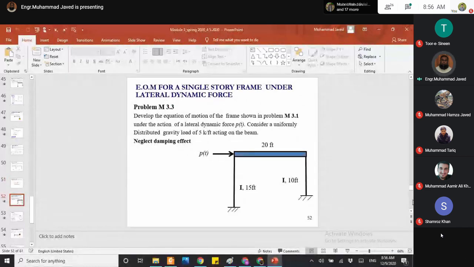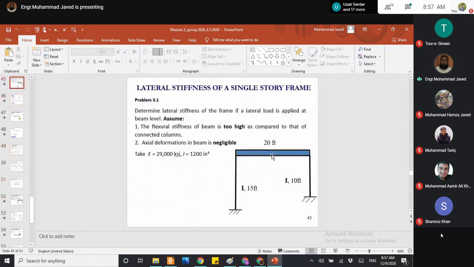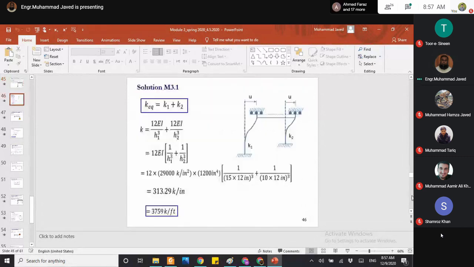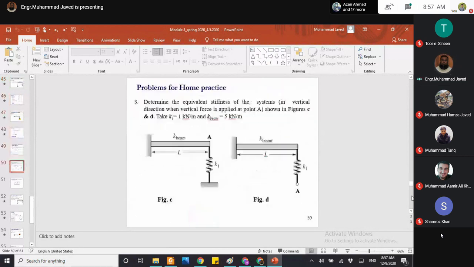Now we want to develop the equation of motion for the frame whose stiffness was determined in problem 1। ये प्रॉब्लम 1 अभी हमने जो सॉल्व किया था। For this frame we want to develop the equation of motion. We have already determined the stiffness and we can now easily develop the equation of motion.